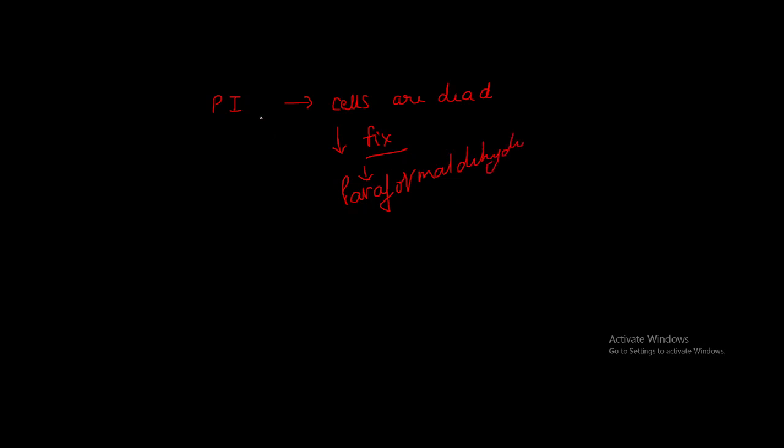Now you can study the cell cycle by using a certain dye, which is propidium iodide dye, that can only enter if the cells are dead. So whenever you are staining your cells with the dye, you need to fix them. And how can you fix them? By using paraformaldehyde. So once you fix your cells with paraformaldehyde, after that you add the propidium iodide. Propidium iodide is a DNA binding dye. It will bind to the DNA.